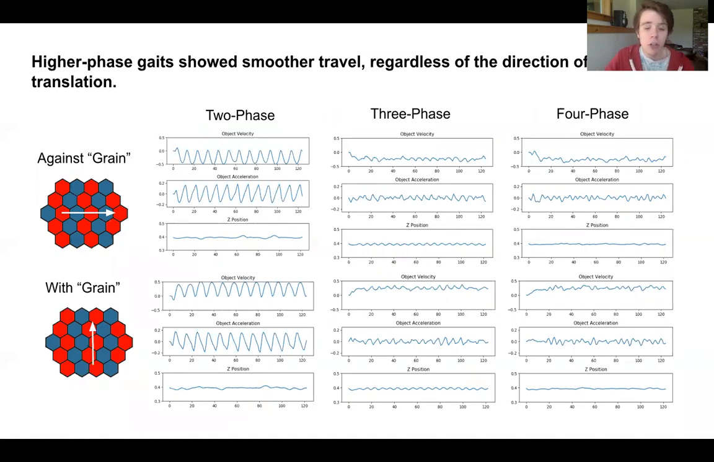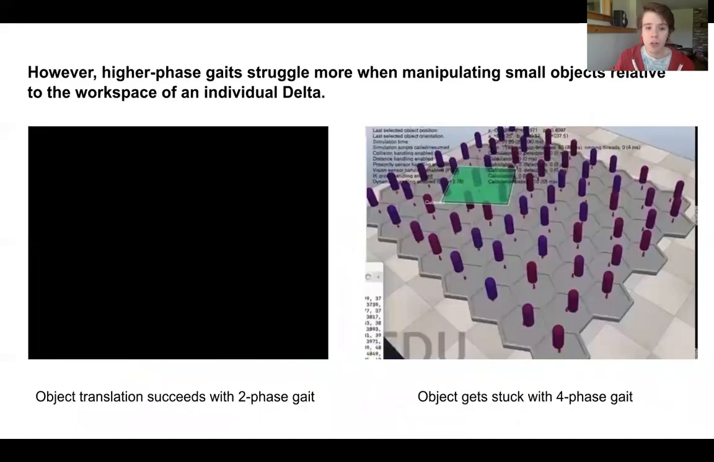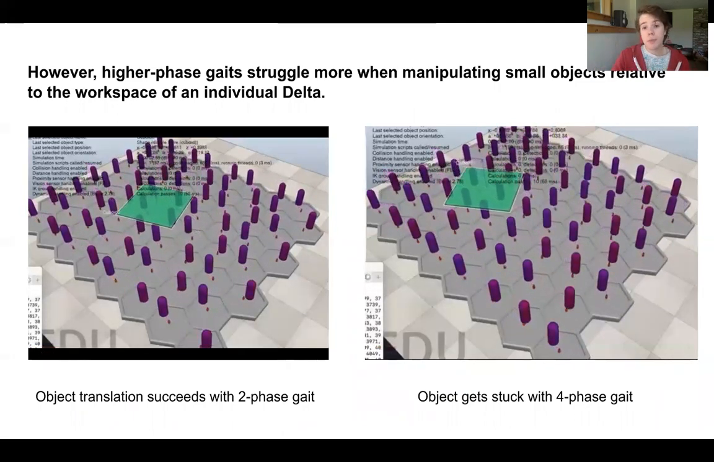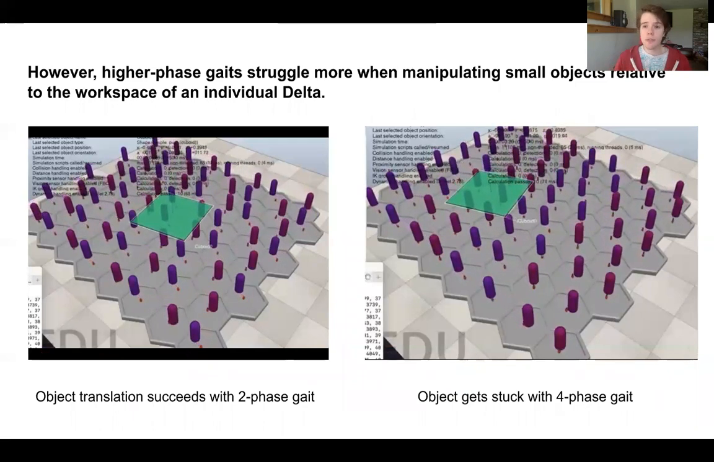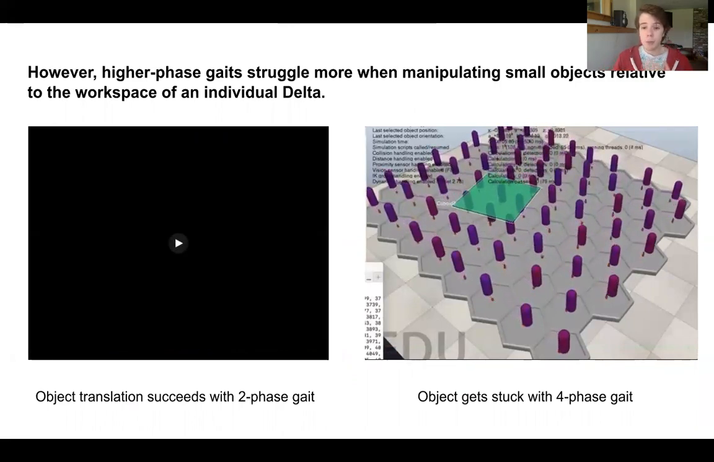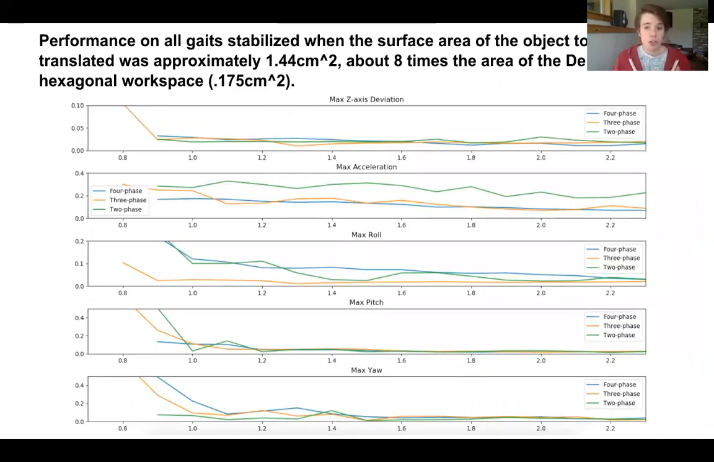But we found another problem. For smaller objects, having more phases means that you have fewer deltas in contact with the object at any given time. So a translation policy that's effective with a 2-phase gait might cause the object to get stuck with a 4-phase gait. In order to further explore this, we tested objects of a variety of different sizes, translating them with each of these phased gaits. We found that the trajectory of the translated object tended to stabilize when it had a surface area that was about 8 times the surface area of an individual delta's effective workspace. So as you can see here, we evaluated that based on looking at the z deviation, the max acceleration, and how much it tilted during that translation.